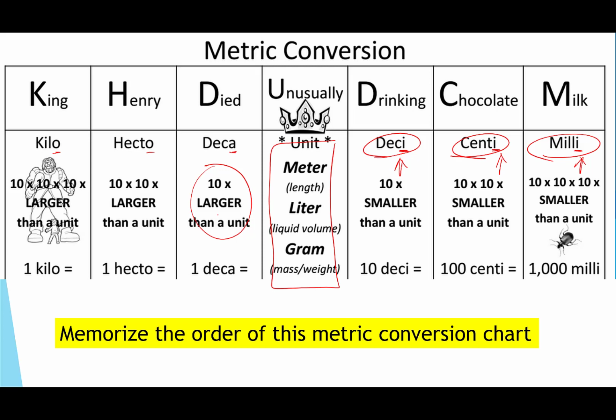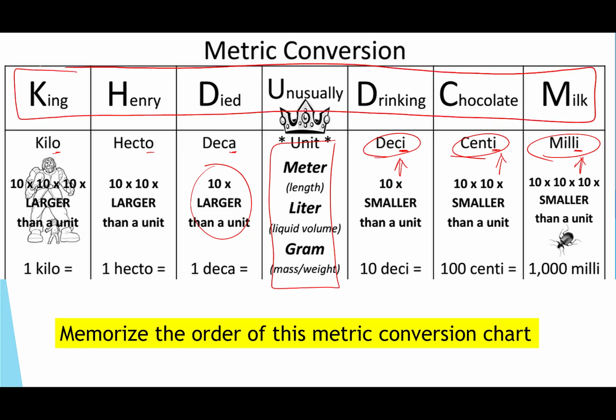It's actually really easy to convert back and forth with the metric system, but I do need you to remember the order that these prefixes go in. I have a little silly story that you can use to remember it: King Henry died unusually drinking chocolate milk. There are a lot of silly ones out there, but that one is the one I chose to put in this video. Somehow you just need to have these memorized, and it needs to be in this order. The far left is kilo, hecto, deca, and then your base unit, and then deci, centi, milli.